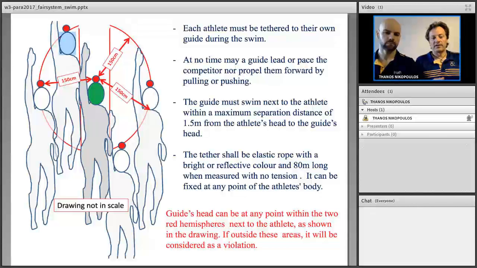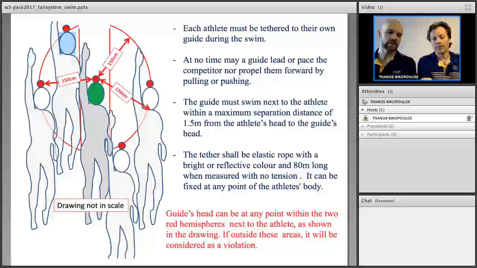The tether is made out of elastic, so it's preventing that if there's a strong pull, at first it will be stretched. So if we see a constant stretch of a rope, we can maybe start suspecting that there could be some kind of pulling, etc. And this diagram shows you the positioning of the athlete allowed in respect to their guide. And again, just keep in mind that it's not to scale, so you have to go by the measures.